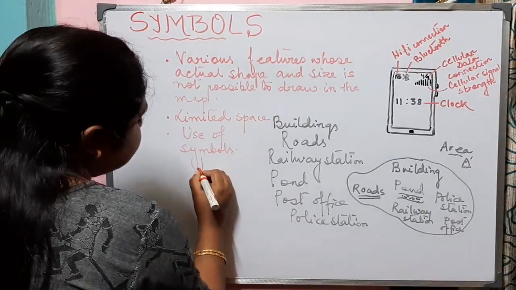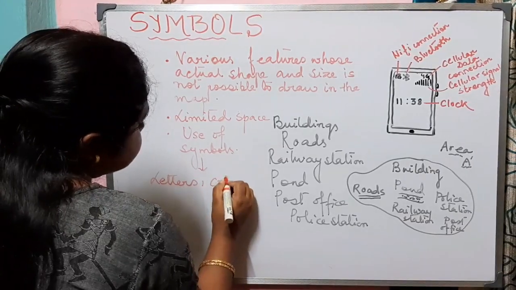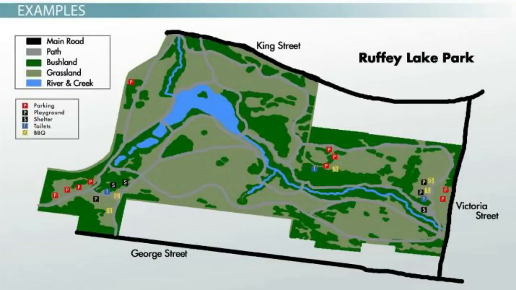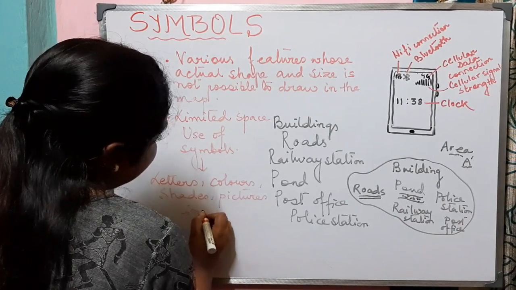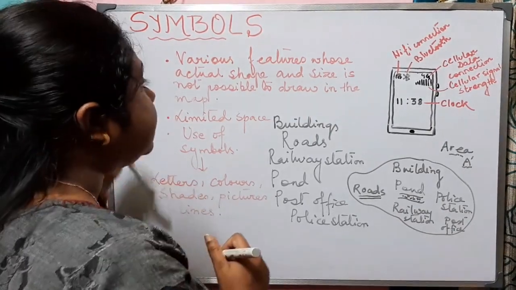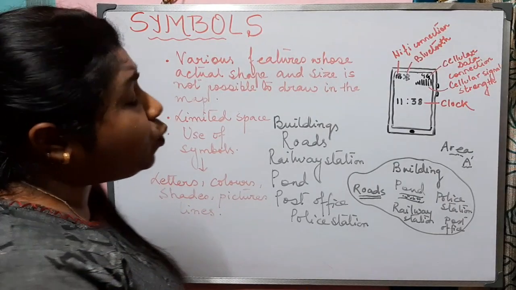What are the different symbols that we use? We can use certain letters, we use colors, we use shades, pictures, and even lines to show different features that we can observe in a particular area or in a particular country.